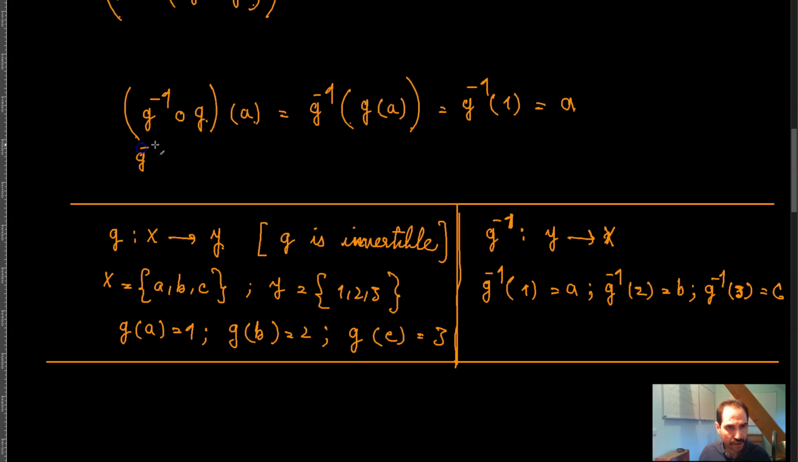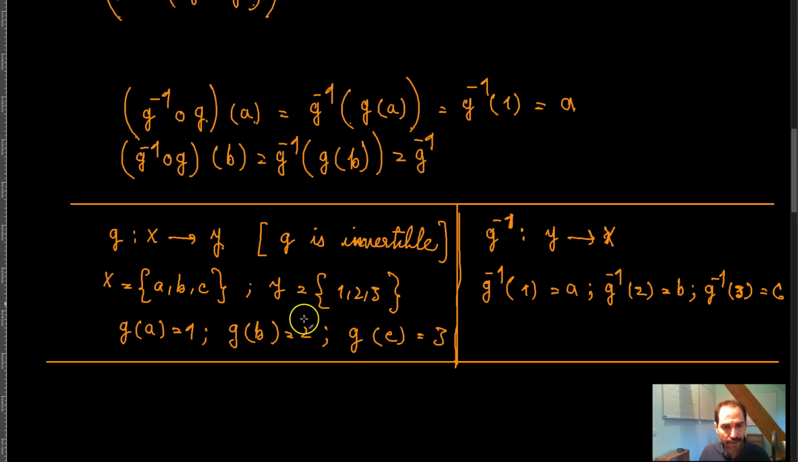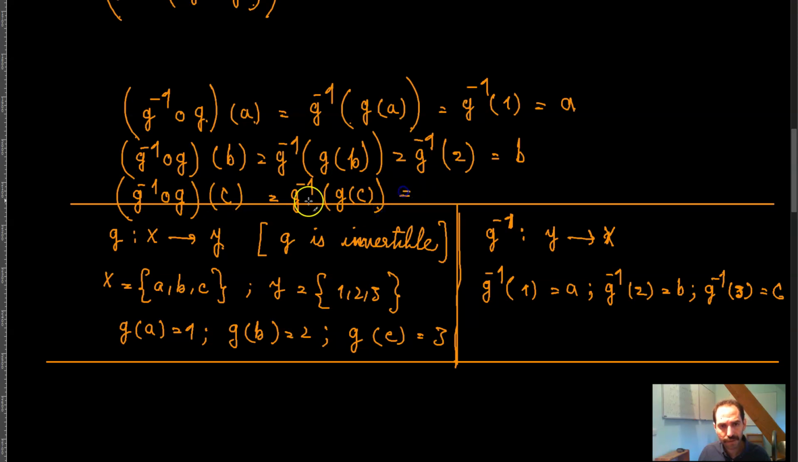By the same logic, G inverse composed with G of B is equal to G inverse of G of B, which is G inverse of 2, and G inverse of 2 is equal to B. And again, G inverse composed with G of C is equal to G inverse of G of C, and G of C is equal to 3, so that's G inverse of 3. G inverse of 3 is equal to C.